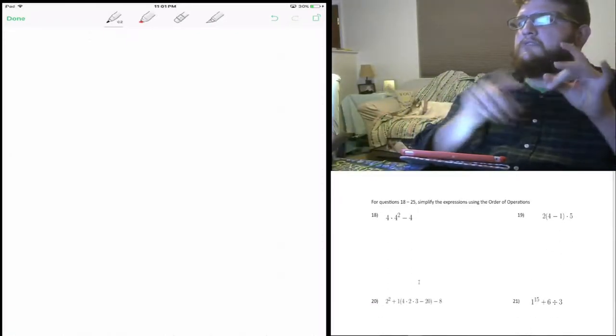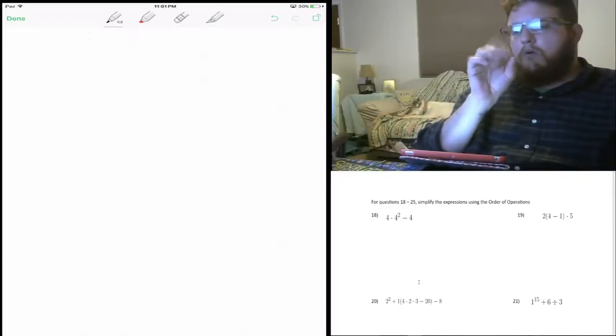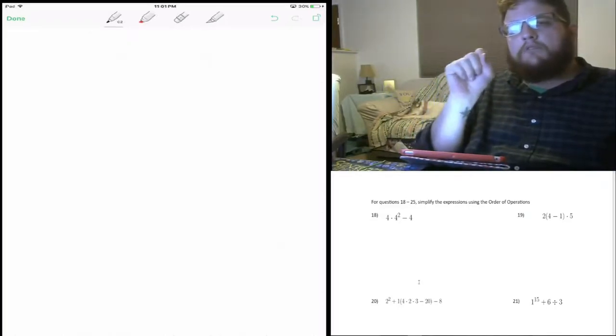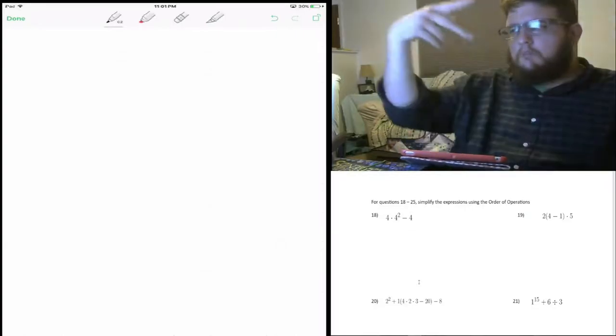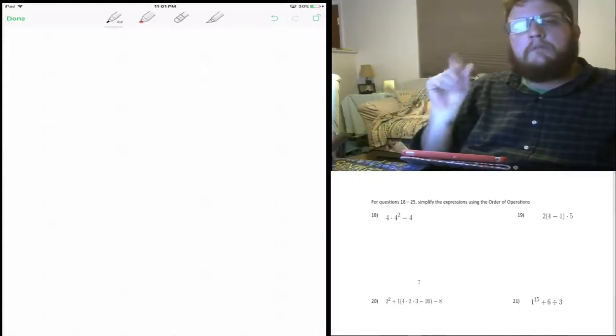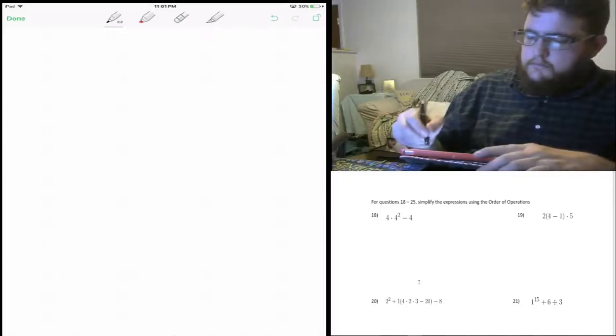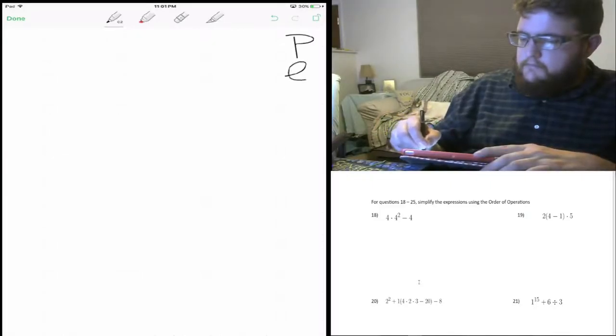Next page, for numbers 18 through 25, simplify the expression using the order of operations. Remember that we've been talking about PEMDAS. So this is what we're going to use in order to solve these expressions. I'm going to write it down for each one of these because it helps me keep track of what's going on.